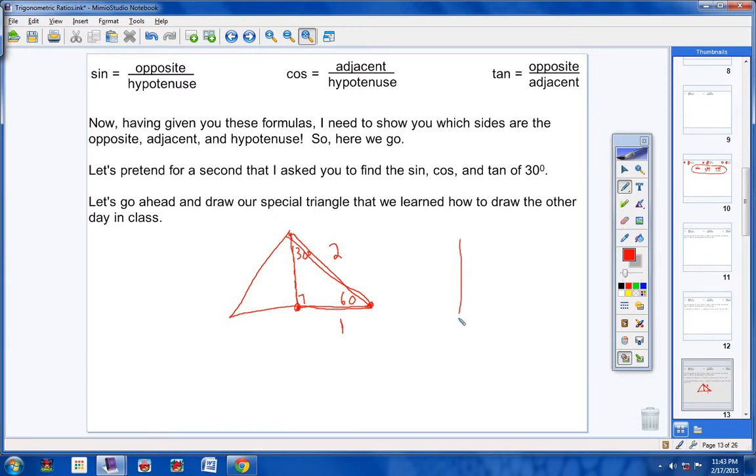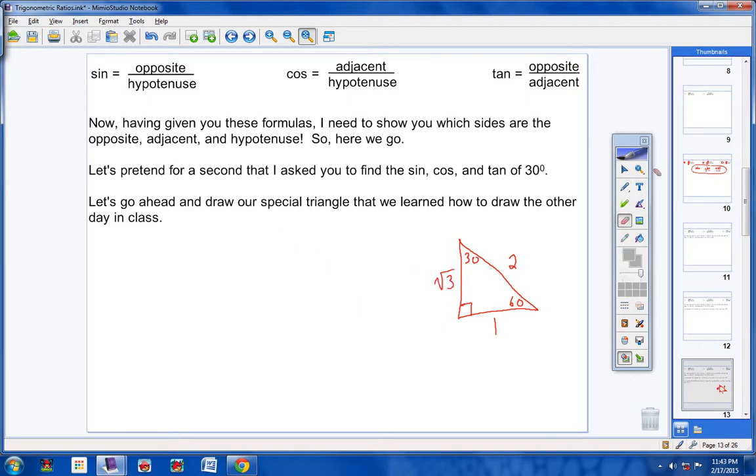So over here, I'm going to trace this triangle right here. This is 30. This is 60. This is my right angle. This is 2. This is 1. And using Pythagorean's theorem, this is square root of 3. Okay? So I'm asking you to find the sine, cosine, and tangent of what angle? 30. Do you see that okay?